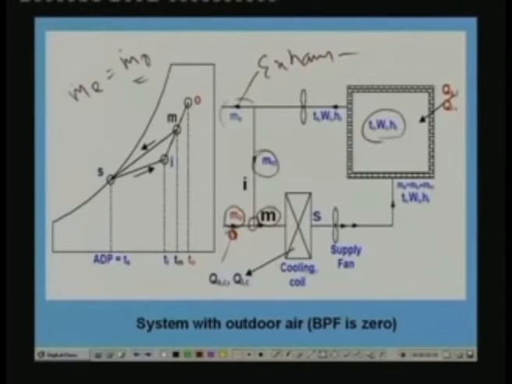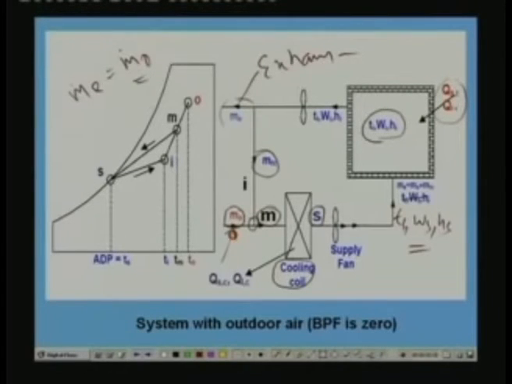This mixed air flows through the cooling coil, gets cooled and dehumidified, and comes out at condition S. I am sorry, this should be Ts, Ws and Hs. At this condition, it is supplied to the conditioned space so that it can take care of the sensible and latent heat loads on the building.